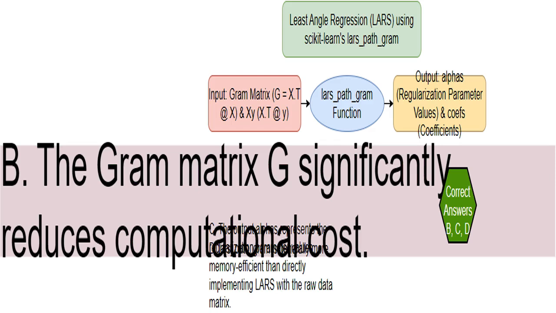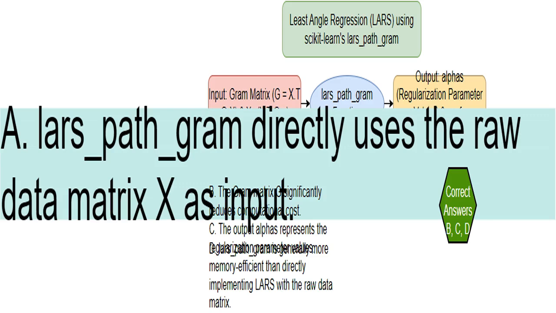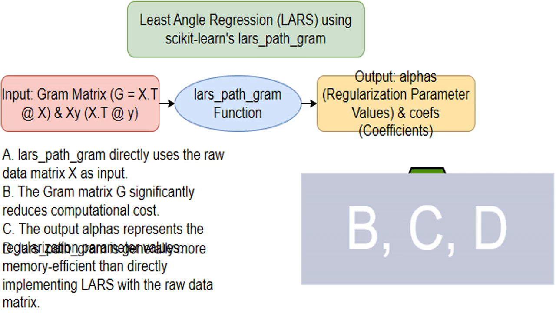The correct answers are B, C, and D. That's because using the gram matrix makes LARS faster and more memory efficient. B and D. Plus, the output ALPHAS really does represent the regularization parameters, C. Nope. I already told you that I use the gram matrix and XY instead of the raw data matrix. That's the key to the efficiency gains. Yep, that's a wrap. These are the correct options that explain how the gram matrix helps speed up the LARS algorithm while also explaining what ALPHAS represents.